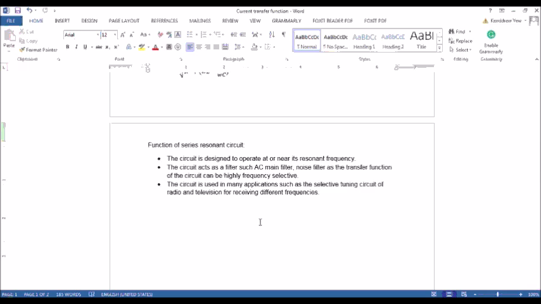So what is the function of the series resonant circuit? The circuit is designed to operate at or near its resonant frequency, and the circuit acts as a filter such as an AC main filter or noise filter, as the transfer function of the circuit can be highly frequency selective. This circuit can be used in many applications such as the selective tuning circuit of radio and television for receiving different frequencies.